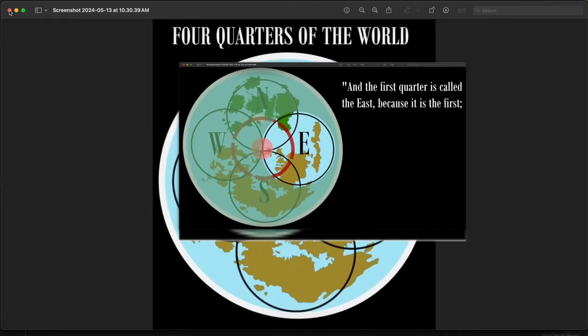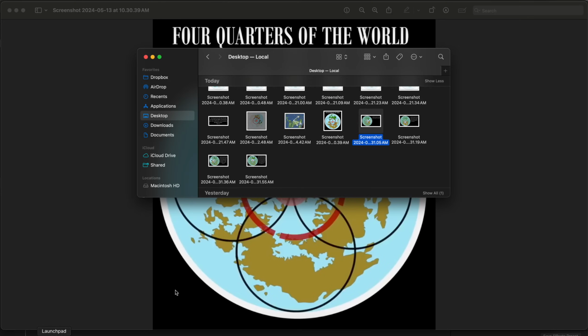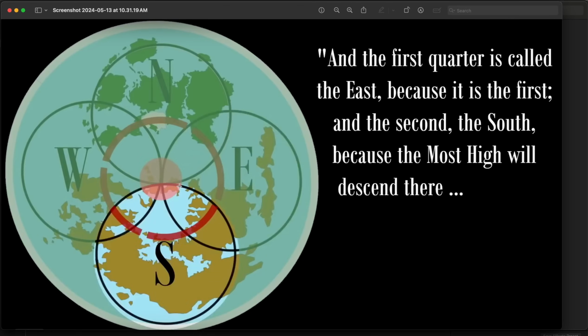Okay? Let's look at the south. Let's look at what Enoch has to say about the south. And the first quarter is called the east because it is the first, and the second, the south, because the Most High will descend there. What does Enoch mean about that? Well, the Most High are the smart people. The Most High are the ones that have the means to get from this quarter, which is now freezing, to this quarter. They'll descend there.